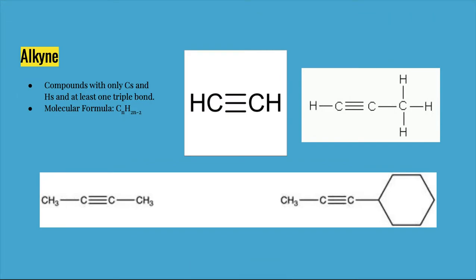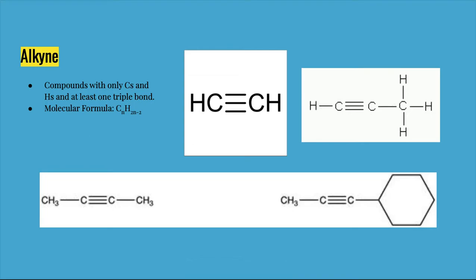And the third aliphatic hydrocarbon is an alkyne, which is a compound with only C's and H's with at least one triple bond. So again, the molecular formula is CnH2n-2, and the same exceptions apply. This only works when there's only one triple bond and there are no cyclical compounds involved. So this formula would not work for this compound over here, but it would work for everything else. So those are the three aliphatic hydrocarbons: alkanes, alkenes, and alkynes.